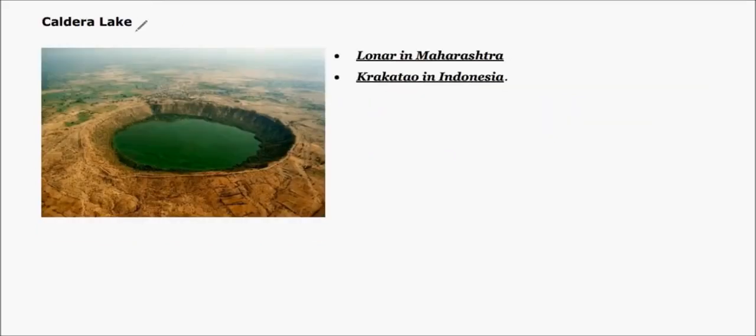And another volcanic landform is called caldera lake, where an inactive volcano's cone-like crater is filled with water. As this remains inactive for long years, due to rains and all, this crater gets filled with water and this appears to be a lake. One example is Lonar in Maharashtra and Krakatau in Indonesia. And Krakatau is also known to be the loudest volcanic eruption in history.